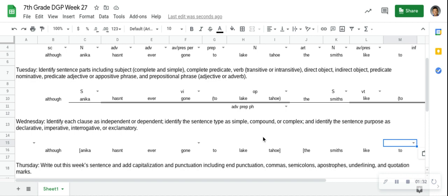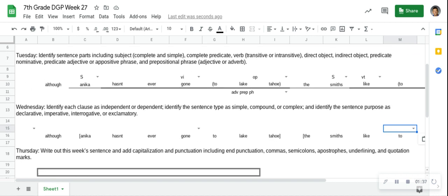Now, as you go through this, there is some additional punctuation that needs to be added and some additional capitalization. So remember that for DGP Thursday.